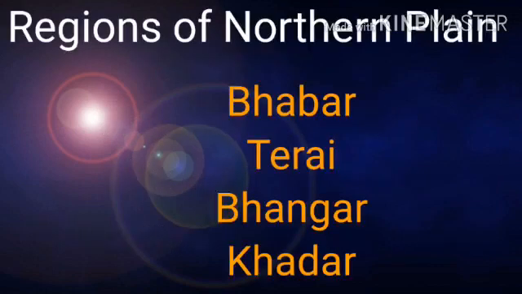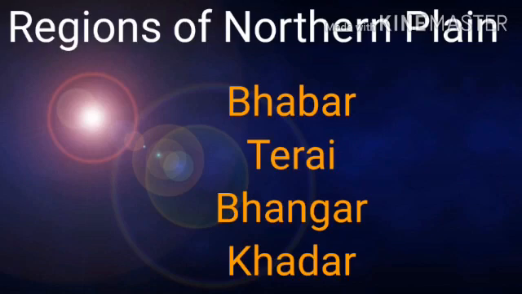Now I am going to revise regions of Northern Plain. Students, Northern Plain is divided into four regions according to variation in relief features. They are Babar, Terai, Bangar and Kadar. Students, what do you mean by the term Babar? Yes, after descending from the mountains, the river deposits pebbles in a narrow belt of about 8 to 16 kilometers in width, known as Babar. It lies parallel to the slopes of Shivaliks.